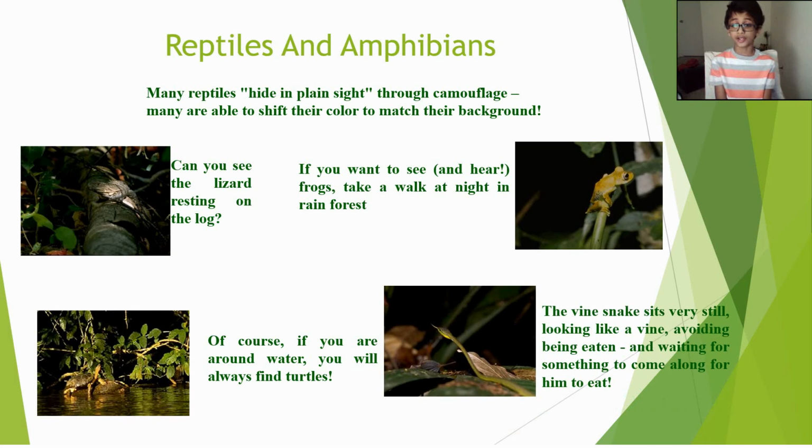And also the vine snake. It sits very still looking like a vine, so mistaken predators or other animals will come by and think it's just a vine. A mistaken animal might come by, and the vine snake might just eat it.